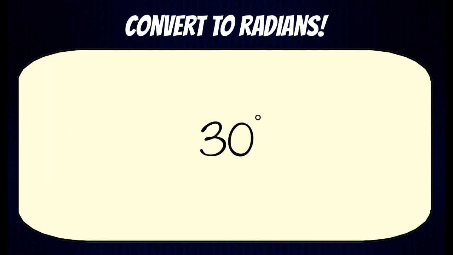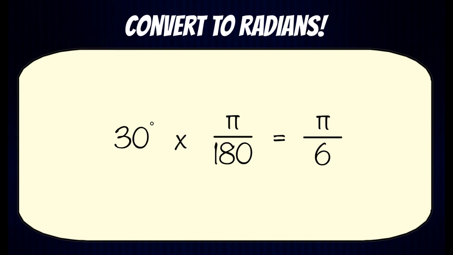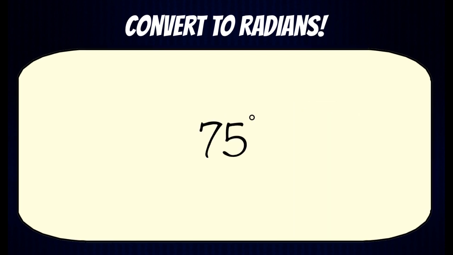Here's an example. Let's say you need to convert 30 degrees to radians. What we need to do is multiply by 1 degree. But 1 degree is pi over 180 radians. If we do the multiplication, this will reduce to pi over 6. Let's look at another example.